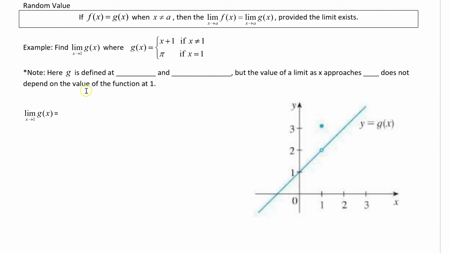This is a random value property. So what it says is if f of x is equal to g of x when x is not equal to a, then the limits of each are equal, provided that the limit exists. So I've got a little example here to show you what is going on.